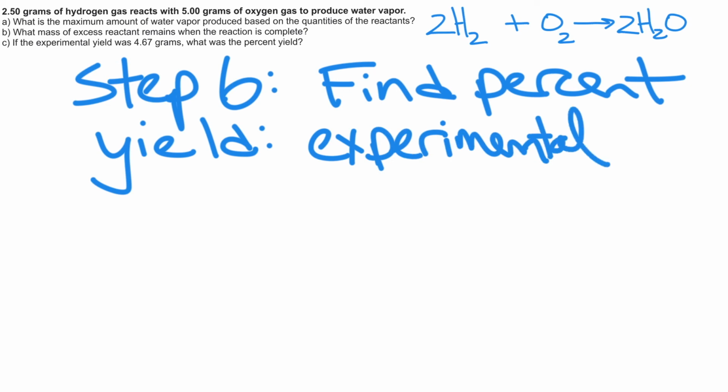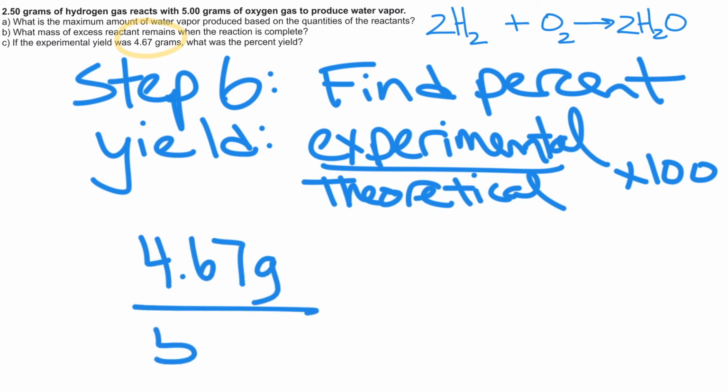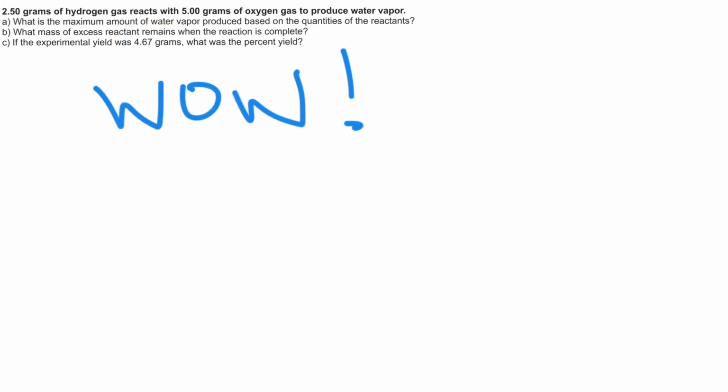So now we're going to find out the percent yield. How close were we to the theoretical yield? So we take the actual yield from the experiment, divide by the theoretical yield, times 100. So that's the percent yield. Not perfect, but not too bad either, though.